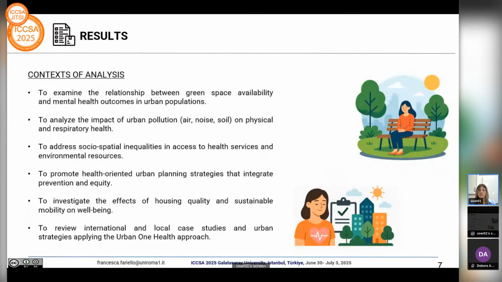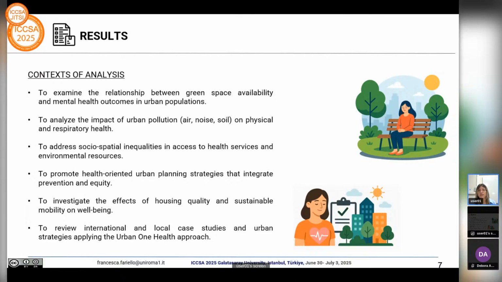Several recurring themes emerge, each representing a specific articulation of the broader Urban One Health paradigm. One of the most frequently discussed issues is the relationship between access to green space and mental health. Many studies examine how limited access to nature within urban areas can lead to increased levels of stress, anxiety, and other mental health disorders, especially among vulnerable groups.